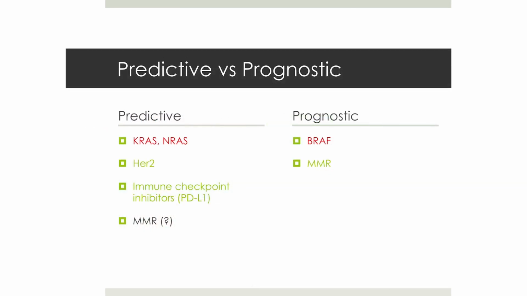Again, we look at predictive versus prognostic markers. Predictive markers are KRAS and NRAS, which are these EGFR and RAS pathways that we've talked about, HER2, and immune checkpoint inhibitors like PD-L1. MMR, which is also predictive because it predicts response to checkpoint inhibitors. Prognostic: BRAF is prognostic and somewhat predictive too, and MMR, which is mismatch repair again.